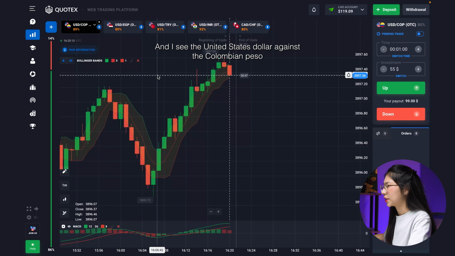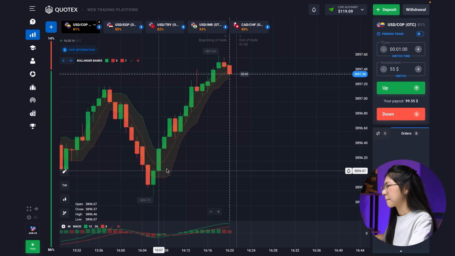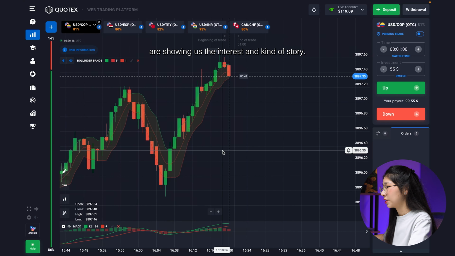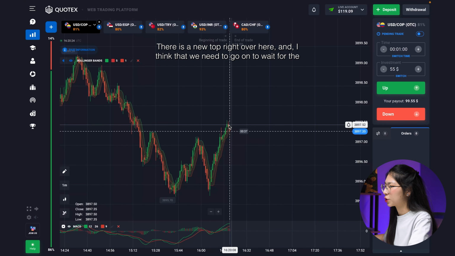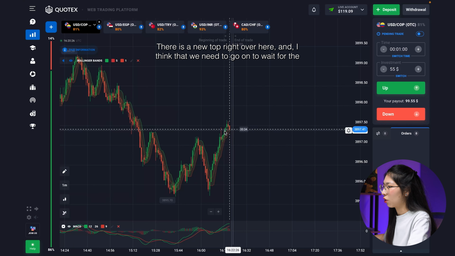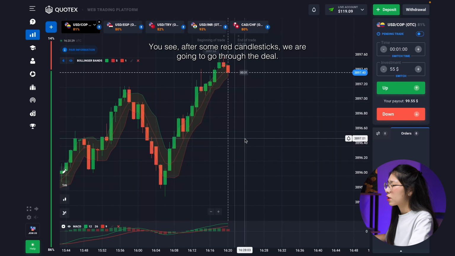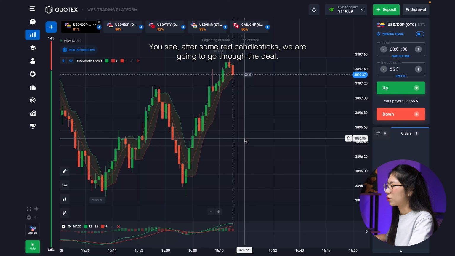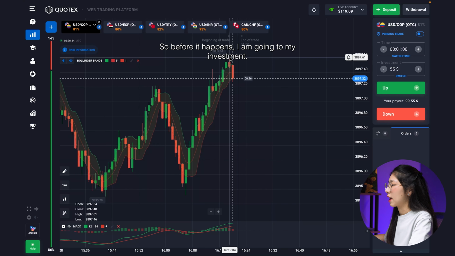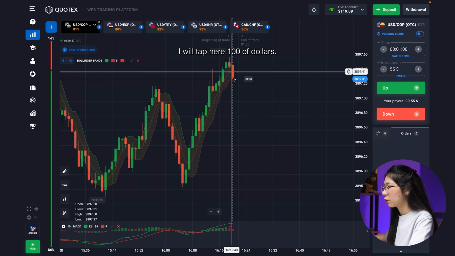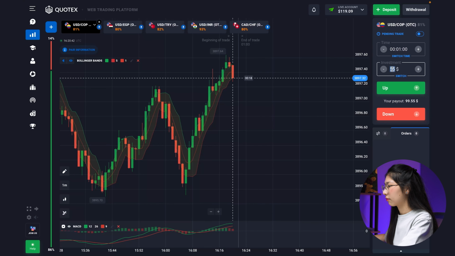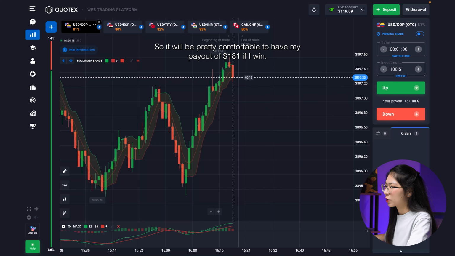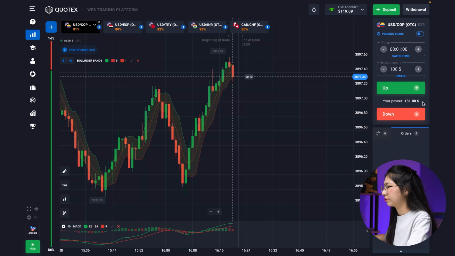And I see the United States dollar against the Colombian peso is showing us this interesting story, and there is a new top right over here, and I think that we need to wait for the reversal of prices. You see, after some red candlesticks we are going to go through the deal. Before it happens, I'm going to my investment and I will tap here $100. So it will be pretty comfortable to have my payout of $181 if I win.